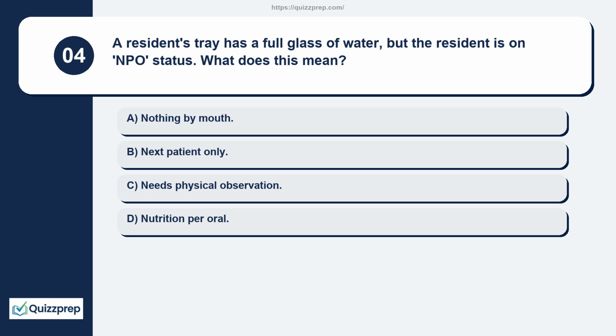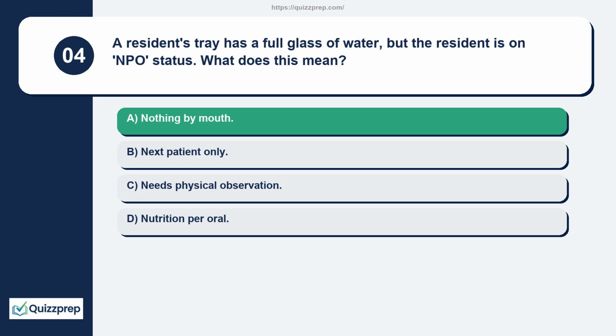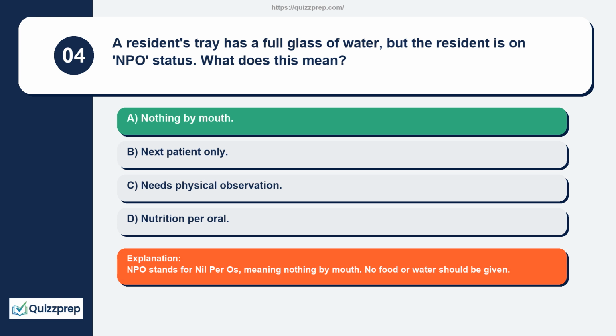Question 4. A resident's tray has a full glass of water, but the resident is on NPO status. What does this mean? Nothing by mouth. Next patient only. Needs physical observation. Nutrition per oral. NPO stands for nil per os, meaning nothing by mouth. No food or water should be given.